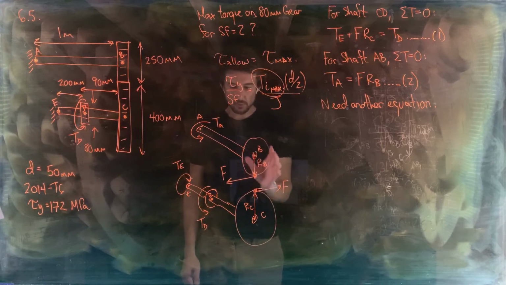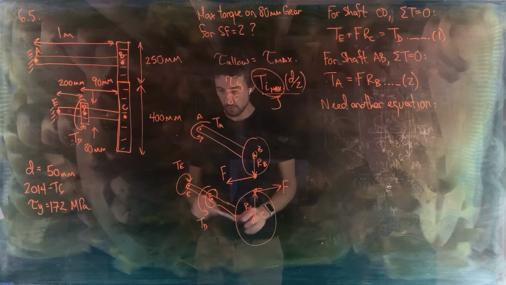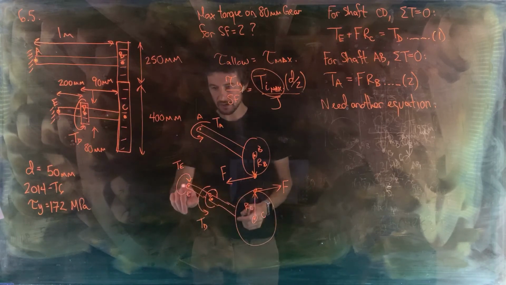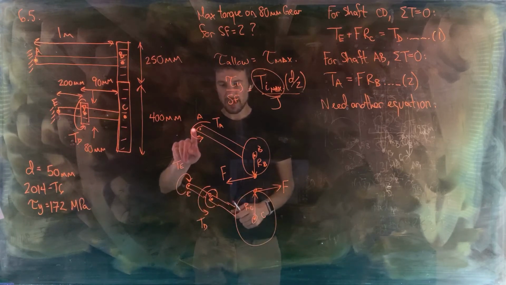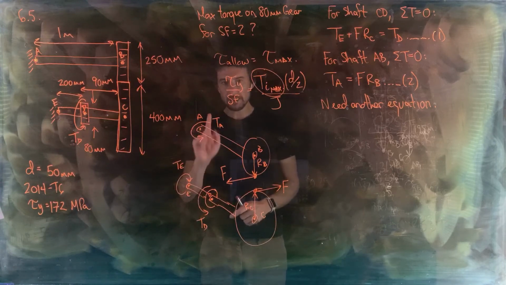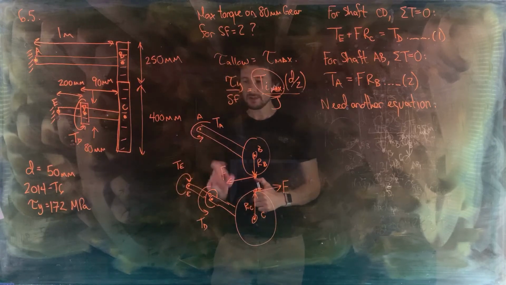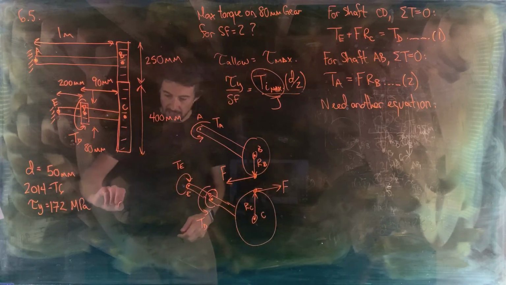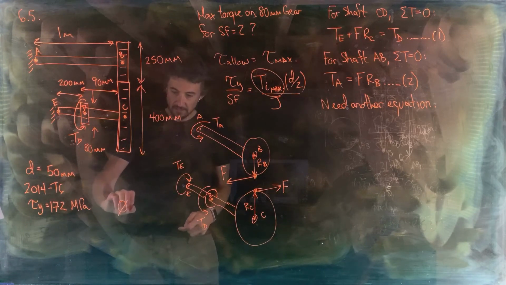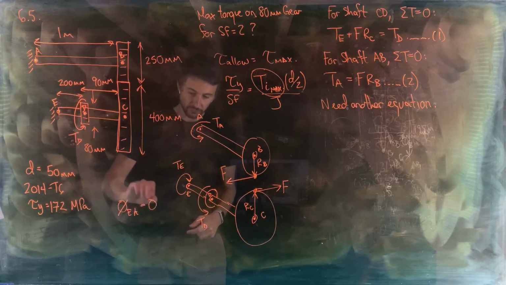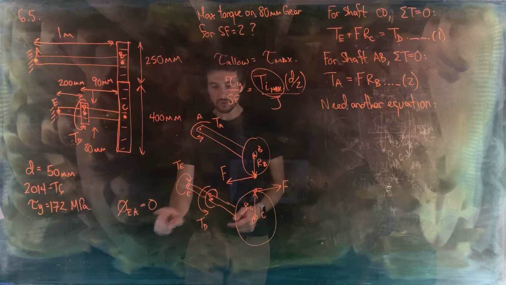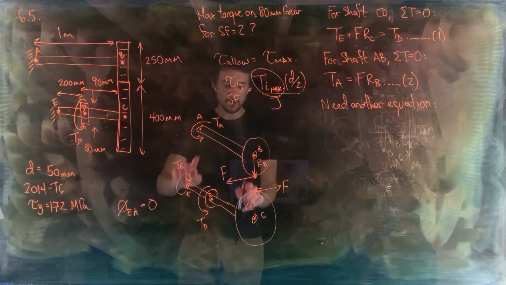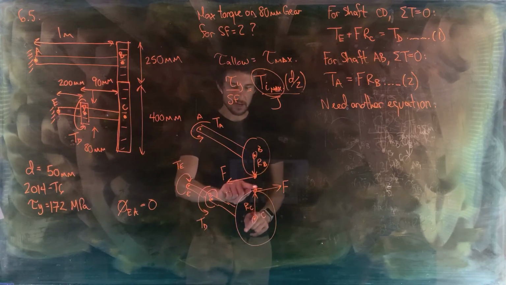So what can we say? Well, this end is fixed here at E. This end is fixed at A. But in this case, we can't do what we did in the last problem and say that the angle of twist from E to A equals 0. That's not true because we have 2 different shafts that are connected at a point that can actually move.